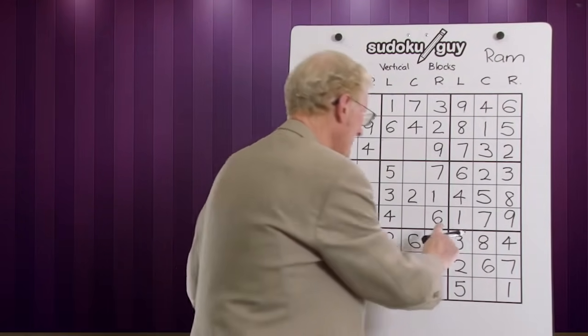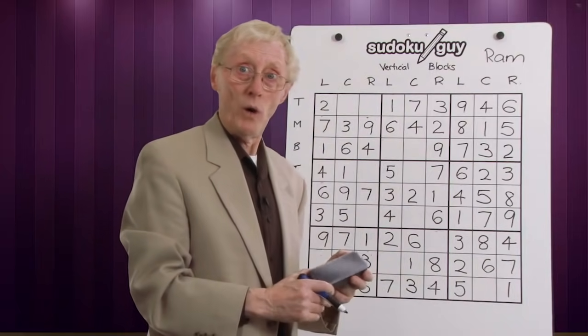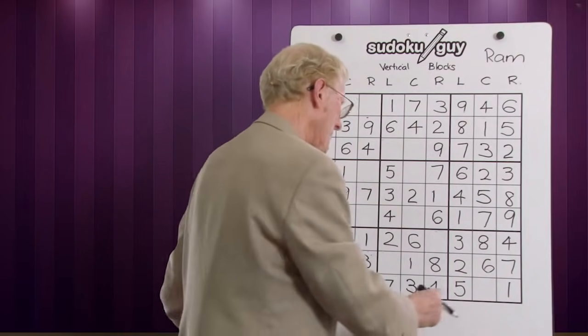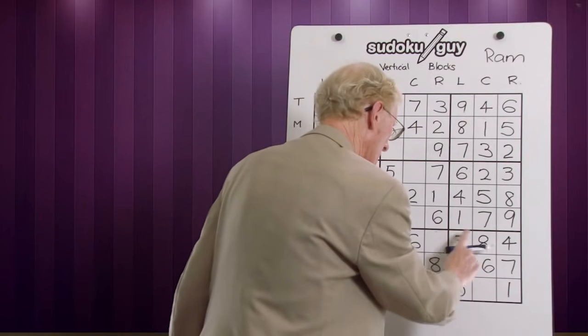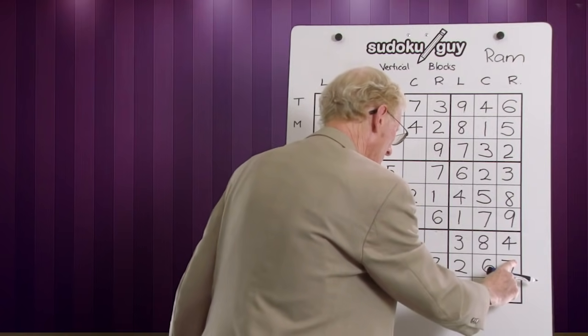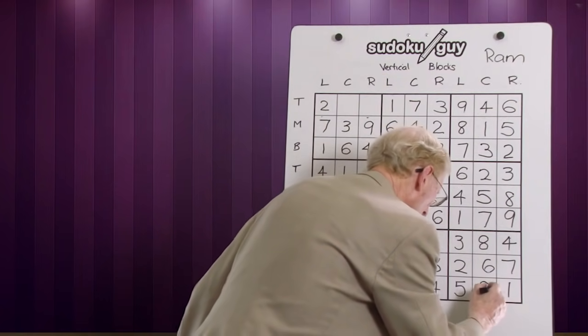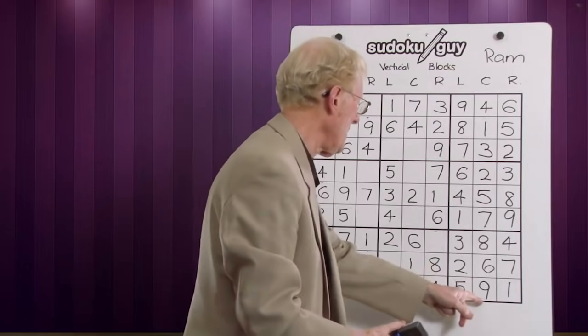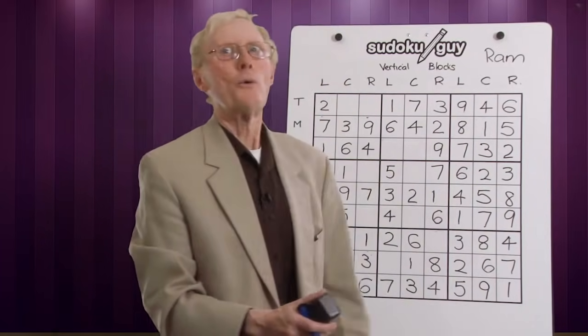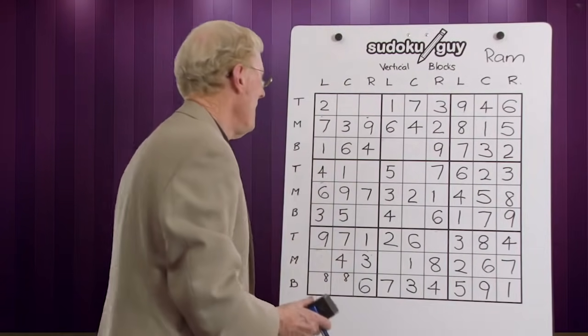Now I look at this block here. I notice that there's only 1 cell left. Let's count up, find out what it is. 1, 2, 3, 4, 5, 6, 7, 8. It's a 9. Now to check ourselves, we have a center, a right, and a left. We've done it right. Whee!